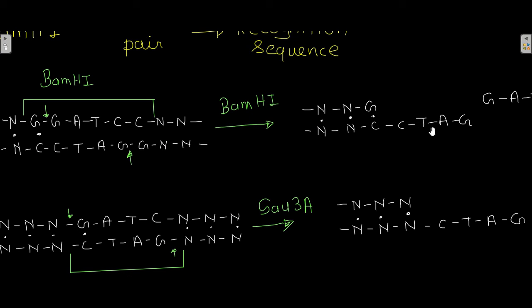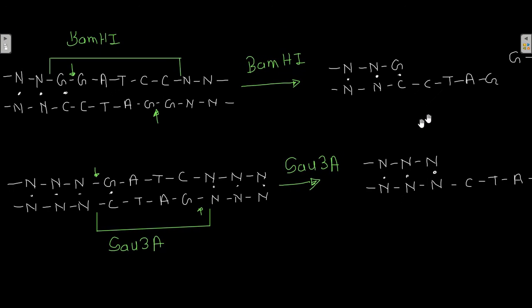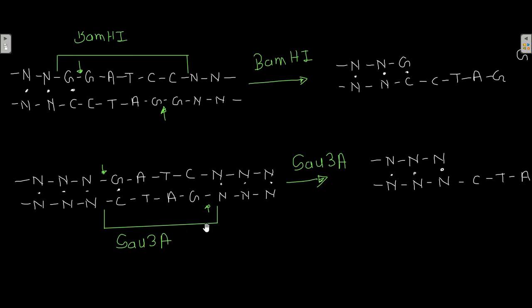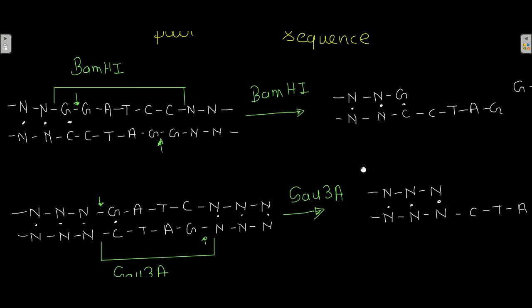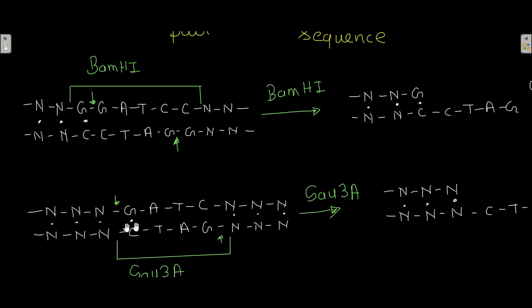And for Sau3A, this is the recognition site, which is smaller than this one, but after Sau3A cleaves, it also produces a CTAG hanging, staggered end. So both of these enzymes produce the same kind of staggered end, even though they have slightly different recognition sites, and that is the reason why they are known as isocaudomers of each other.